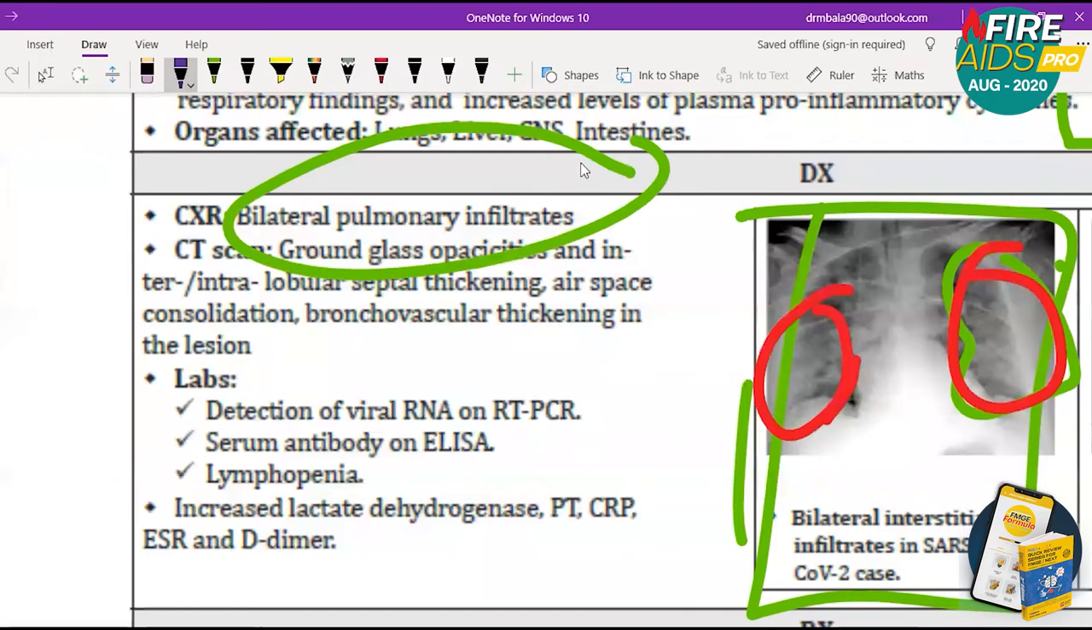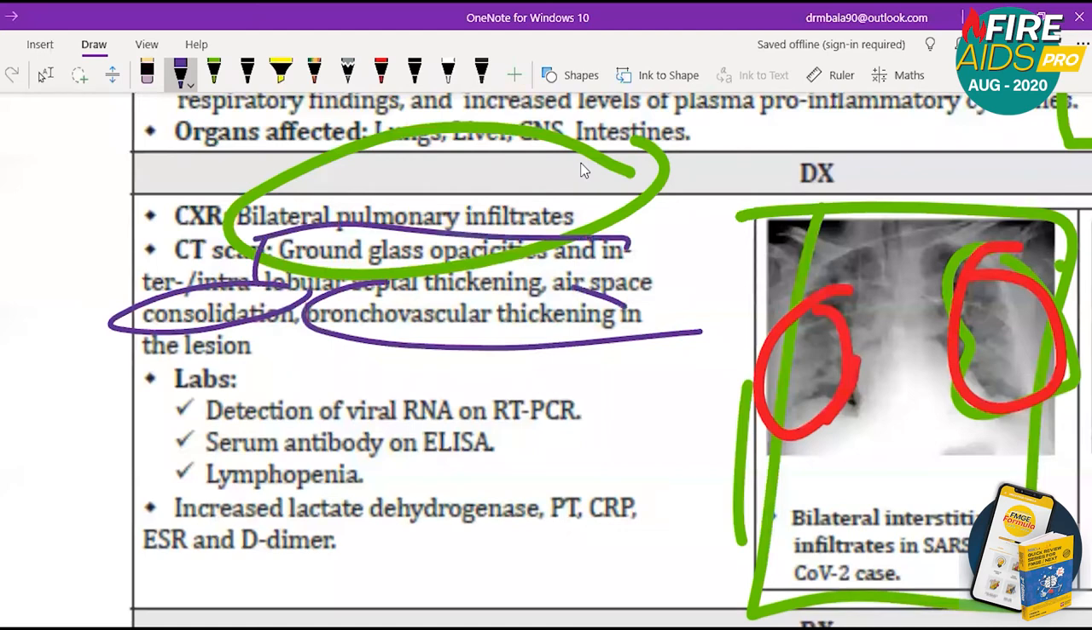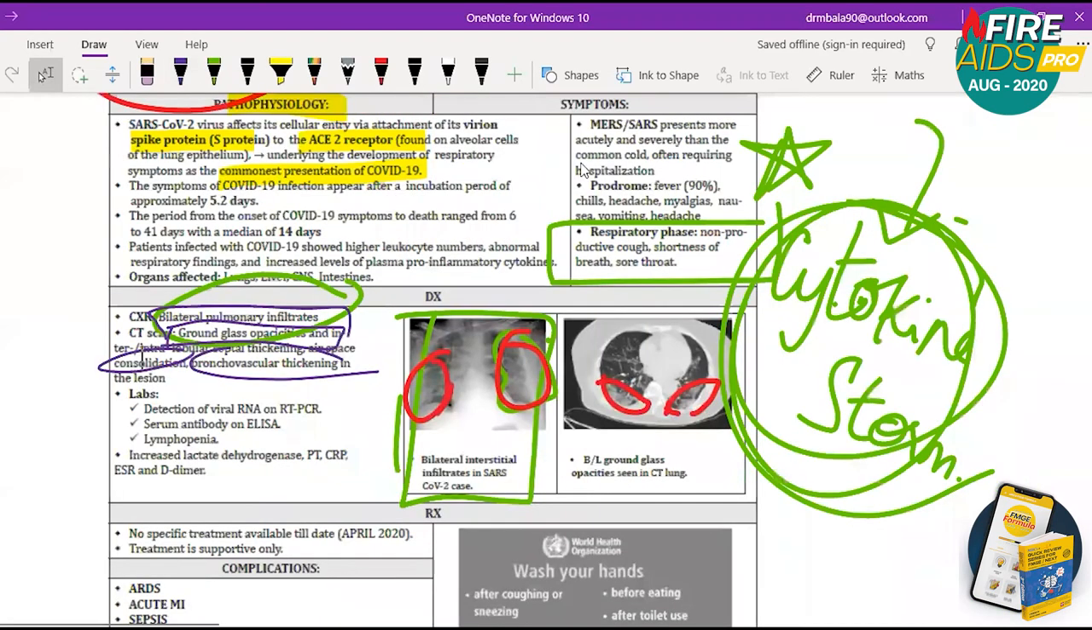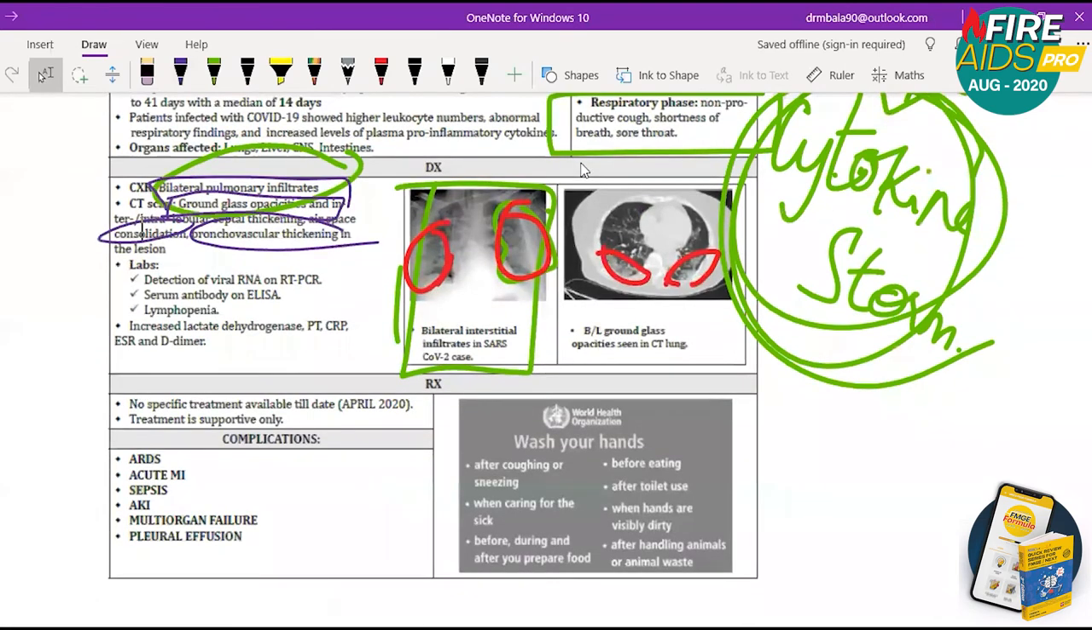So in CT scan, not just ground glass opacities can be seen. There can also be airspace consolidation. There can also be bronchovascular thickening. But I think for the exam, they might focus more on ground glass opacities in CT scan and, in an X-ray, bilateral pulmonary infiltrates. So I strongly believe that when they ask a question the first time, they might ask maybe probably two questions, I hope.